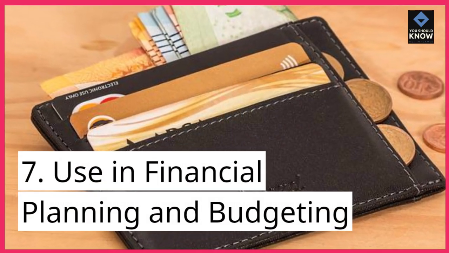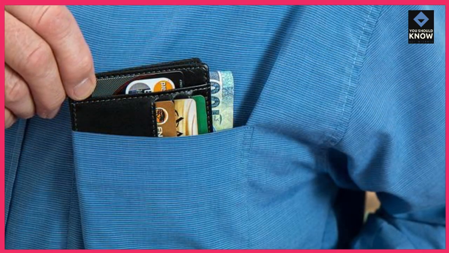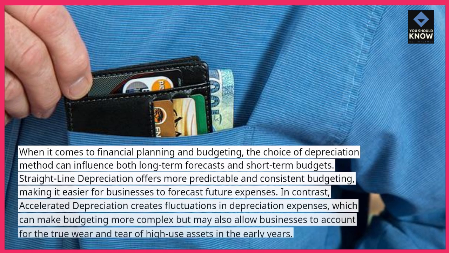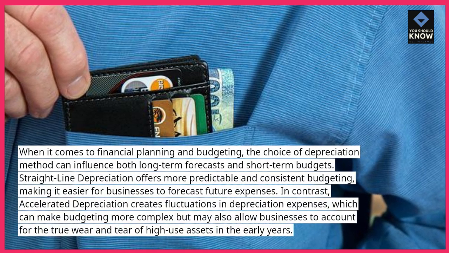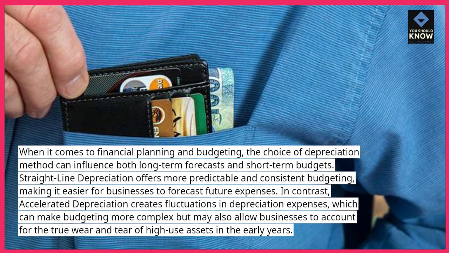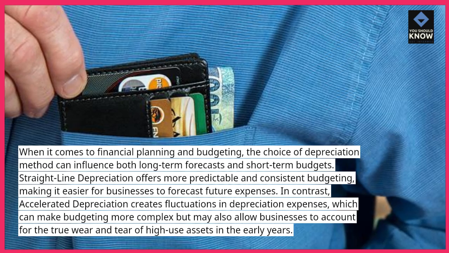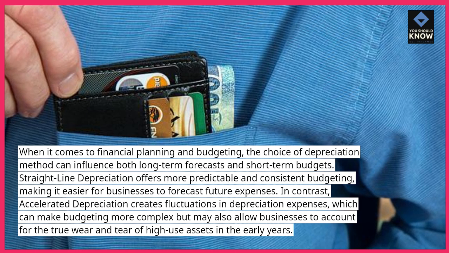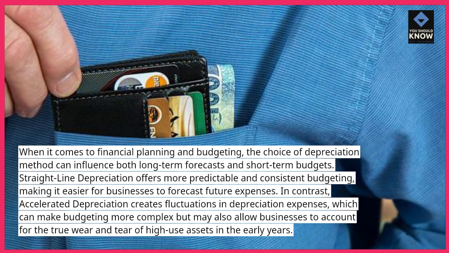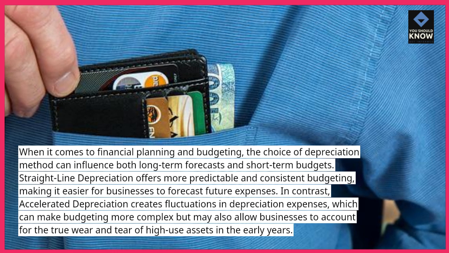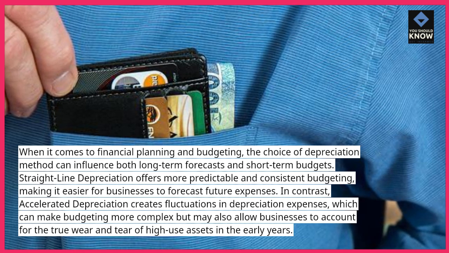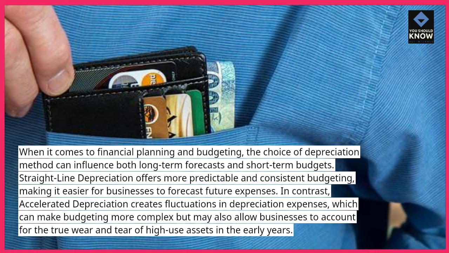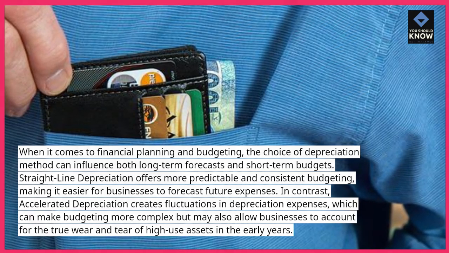7. Use in financial planning and budgeting. When it comes to financial planning and budgeting, the choice of depreciation method can influence both long-term forecasts and short-term budgets. Straight-line depreciation offers more predictable and consistent budgeting, making it easier for businesses to forecast future expenses. In contrast, accelerated depreciation creates fluctuations in depreciation expenses, which can make budgeting more complex but may also allow businesses to account for the true wear and tear of high-use assets in the early years.